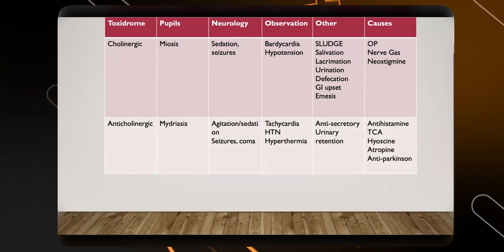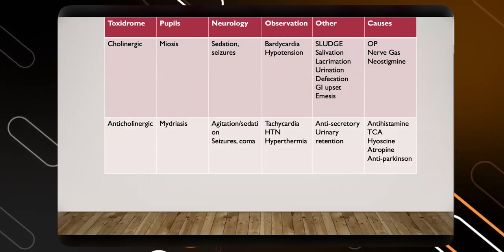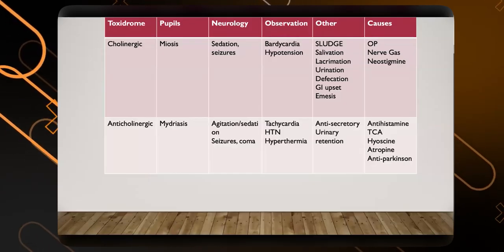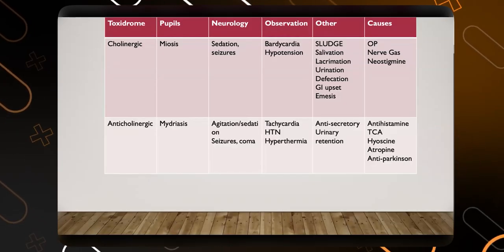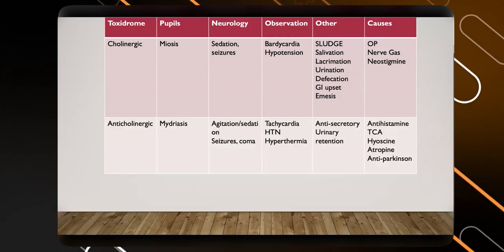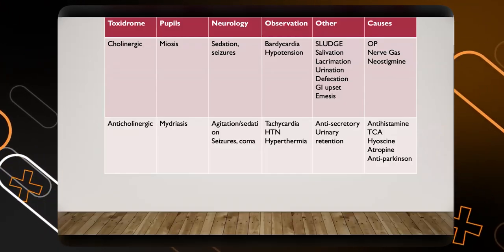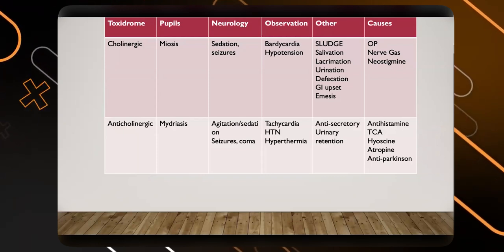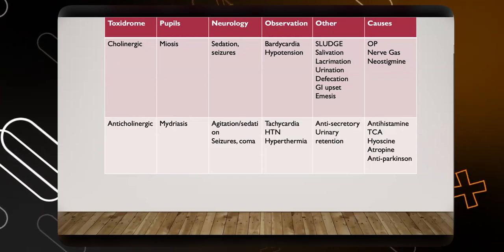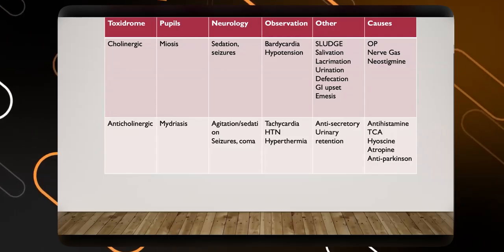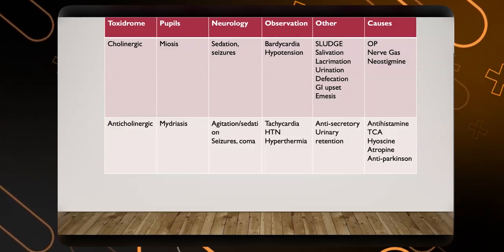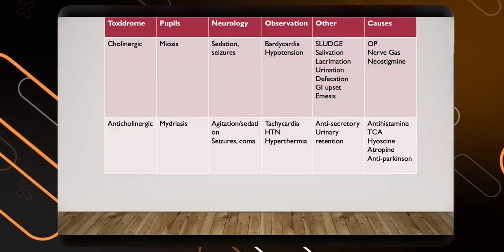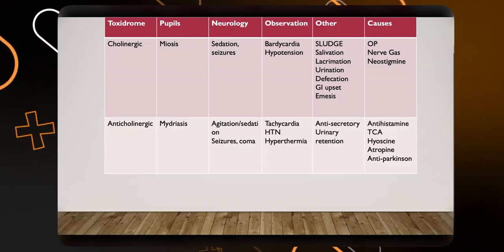The second one is anticholinergic, which typically causes the pupils to go into mydriasis, which is dilatation of the pupils. Neurologically, it causes agitation, sedation, seizures, and coma. May lead to tachycardia, hypertension, and hyperthermia. Others, for example, are anti-secretory effects or urinary retention, and the causes include antihistamines, tricyclic antidepressants, hyoscine, atropine, and anti-Parkinson drugs.